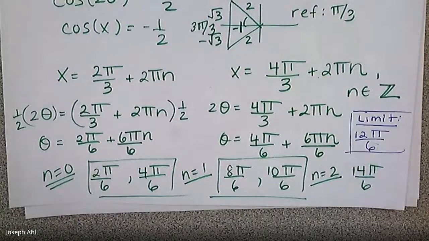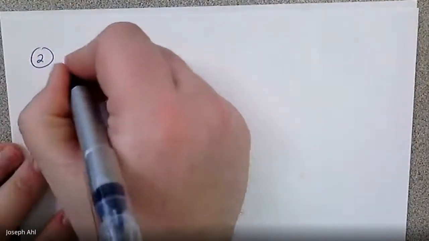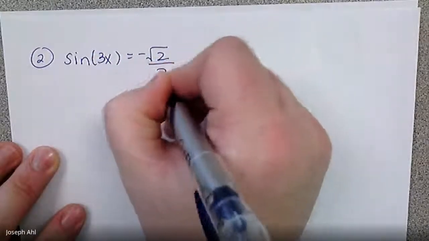Okay. I know there's a lot thrown at you in number 1, but I promise as we do a few more, we're going to get used to this process. So let's go right into another example here. We're going to solve for number 2, sine of 3x equals negative radical 2 over 2.